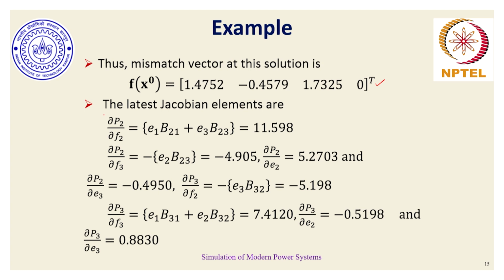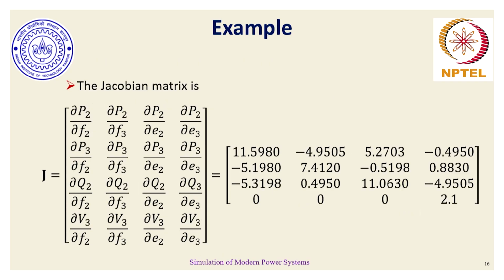We can use the expressions of Jacobian elements. I have shown this for a few elements. Please check and verify for other elements. The Jacobian would be a 4 cross 4 matrix. N is 3, so 2n minus 2 is 4. The first row is for P2. The second row is for P3. The third row is for Q2.